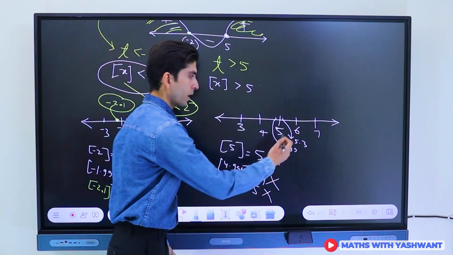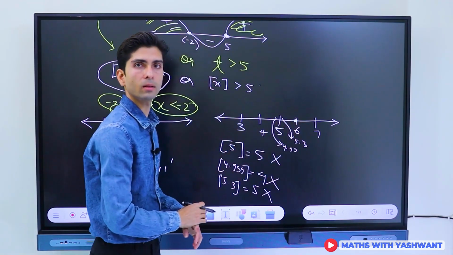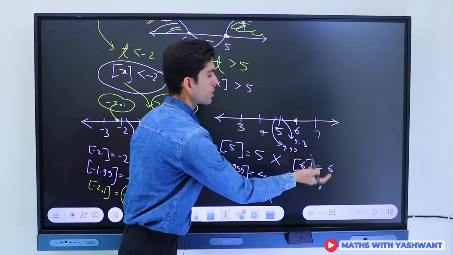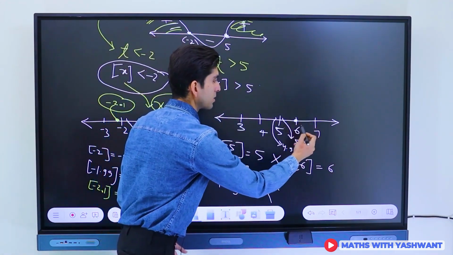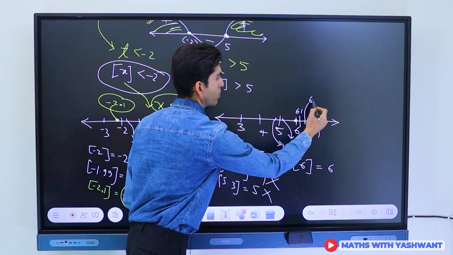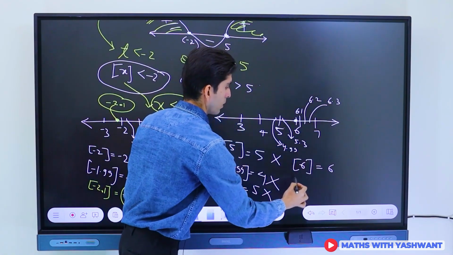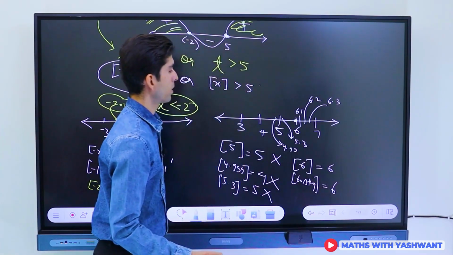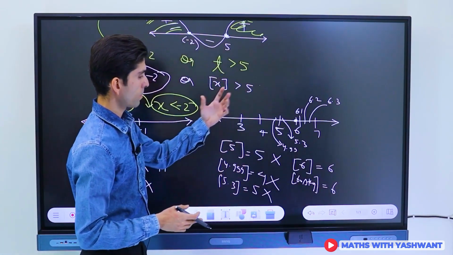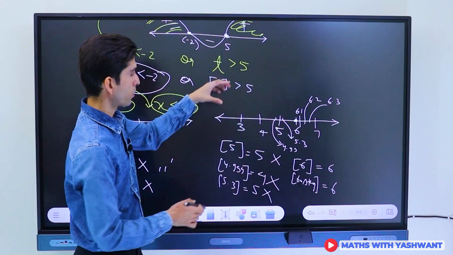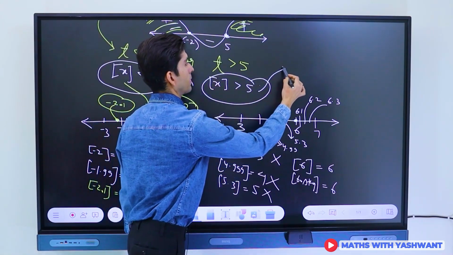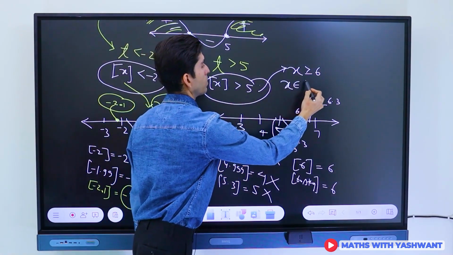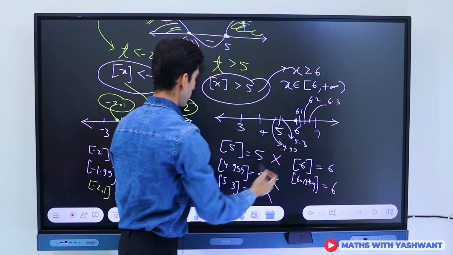Now, if you take 6, okay, let's see what happens. So for 6, the greatest integer is 6, and any number which is greater than 6, like 6.1 or 6.2 or 6.33, so 6 point something will again give 6. So we understand by all this calculation that for satisfying this constraint, x has to be greater than or equal to 6. And if we write this in the interval form, we get x belonging to 6 to positive infinity.